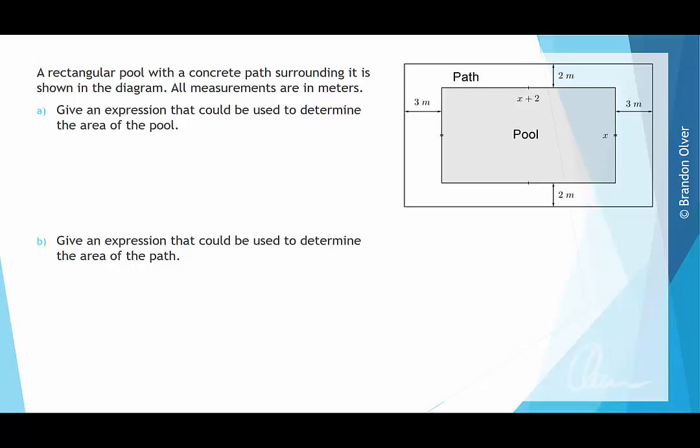A rectangular pool with a concrete path surrounding it is shown in the diagram. All measurements are in metres. For part A, we need to give an expression that could be used to determine the area of the pool.